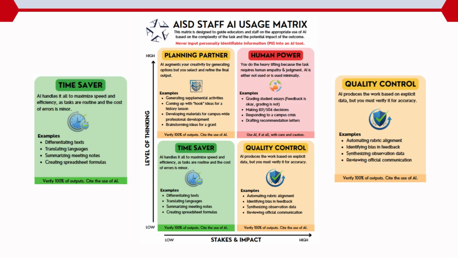Now, before you hit send, let's pause. Where does this fall on the AISD staff AI usage matrix? If you are using AI to write a routine email or a recommendation letter, you're in the time saver quadrant, and you are letting the AI do the heavy lifting to save time. However, if you're translating text or refining an important official announcement, you are in quality control.